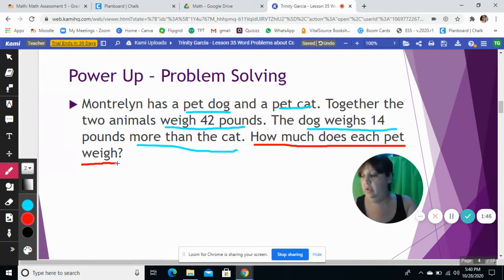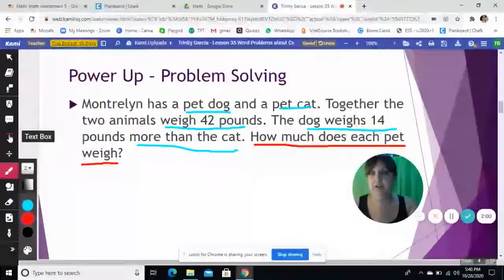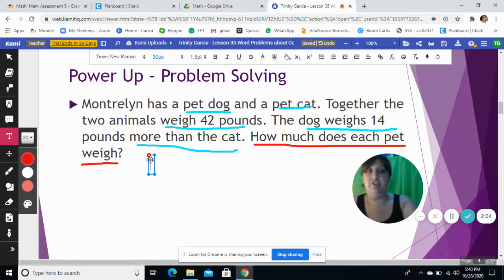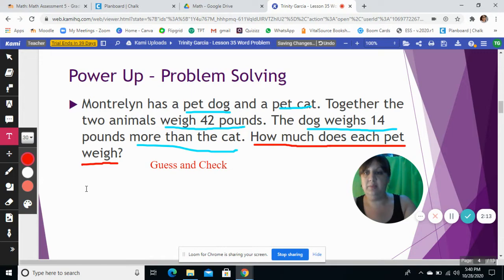That's our goal. All right, so what kind of plan could we use to solve this problem? To solve this problem, we are going to use guess and check. We're going to use some guess and check to figure out how much each pet weighs. All right, so guess and check is our method of solving the problem. Let's go ahead and solve together.